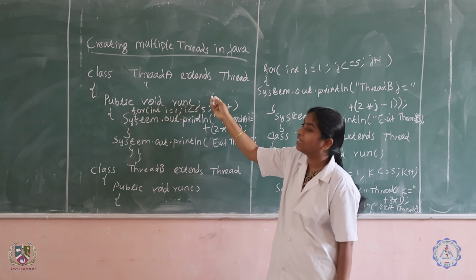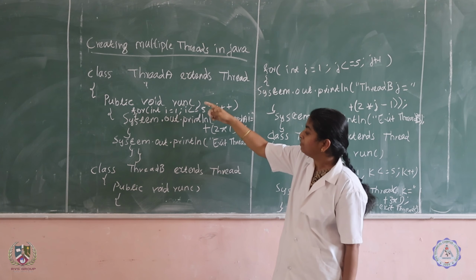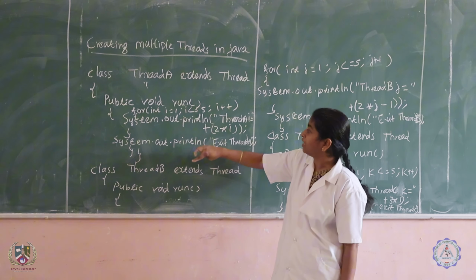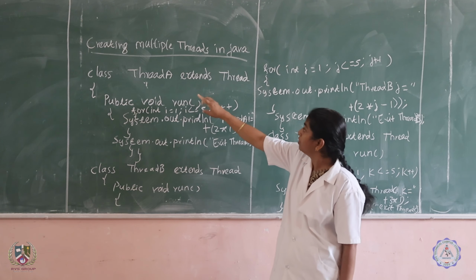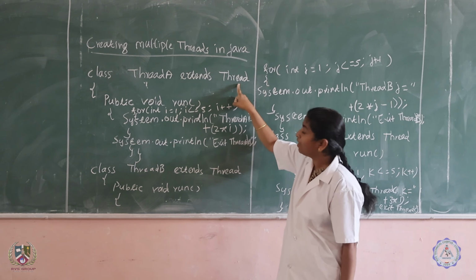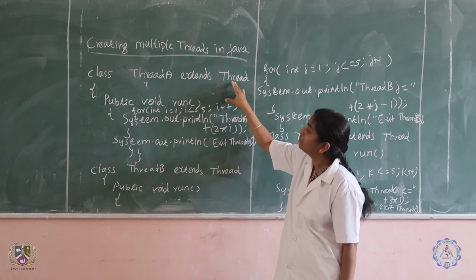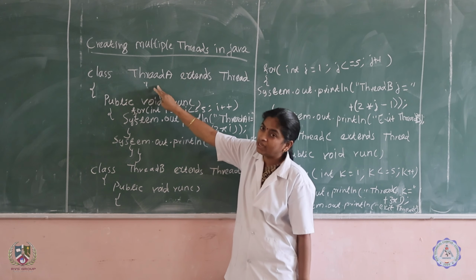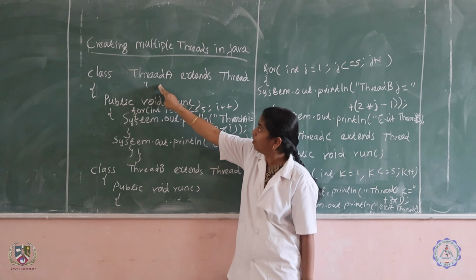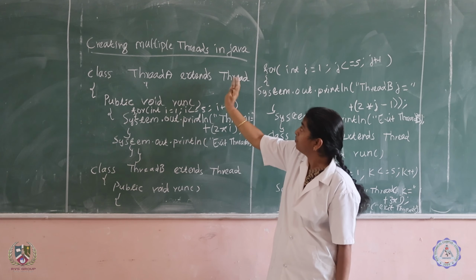In this program, we are creating multiple threads in separate classes. Here we are creating 3 threads: thread A, thread B and thread C. Three threads created. ThreadA is the derived class name, Thread is the predefined base class. ThreadA is a user defined class name, a derived class. The extends keyword is used to derive a class from the base class.